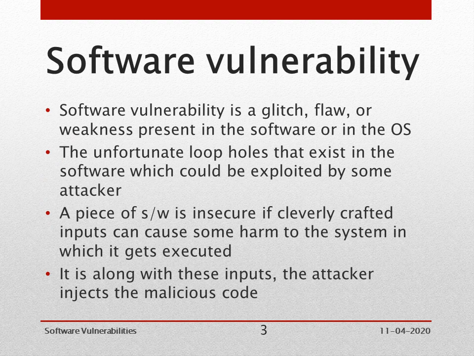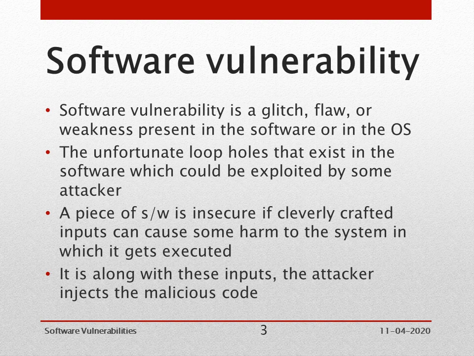What do you mean by software vulnerability, or how do we define it? Software vulnerability is a glitch, flaw, or weakness present in the software or in the OS. Or, in other words, we can say that they are the unfortunate loopholes that exist in the software, which could be exploited by some attacker.